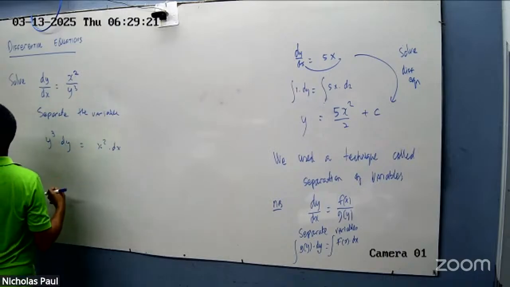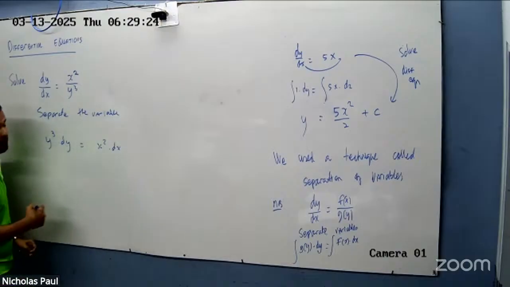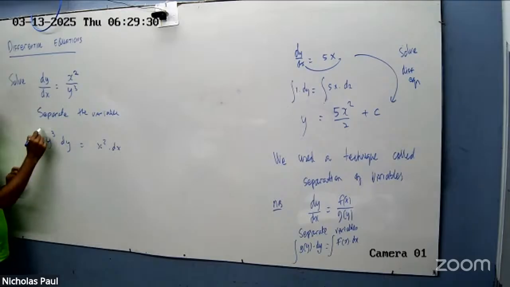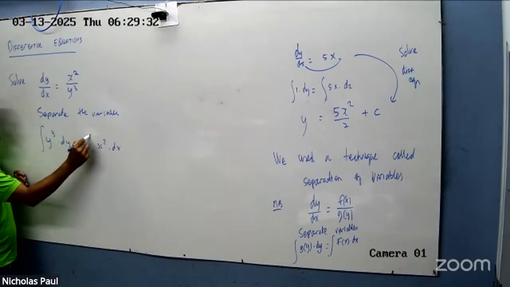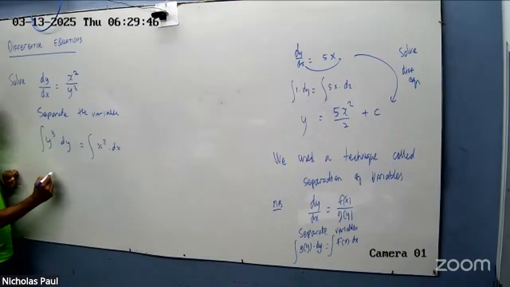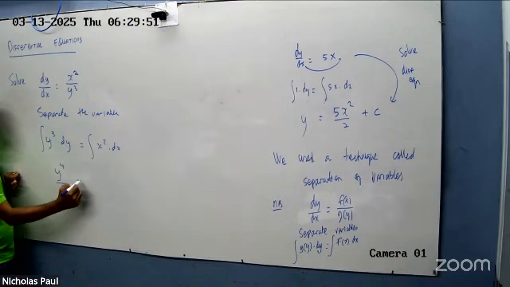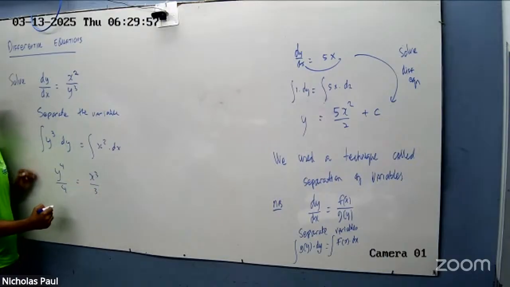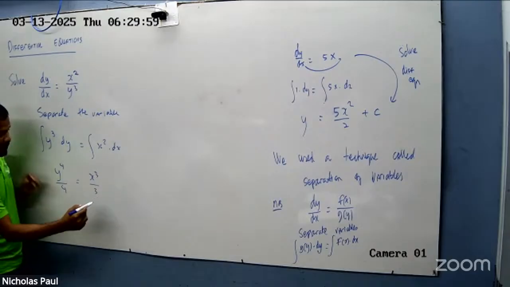Any questions online? Chelsea, are you okay with us? What's the next step, Prescott? Integrate, right? What's the integral of this? Pete, what's the integral of this? Y to the power 4 over 4. And here is what? X cubed over 3. Do I have to write plus C here and plus C here? Just one, right?